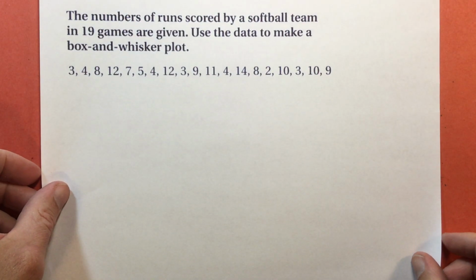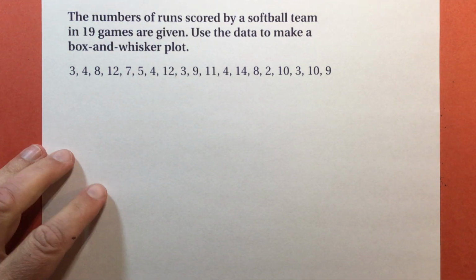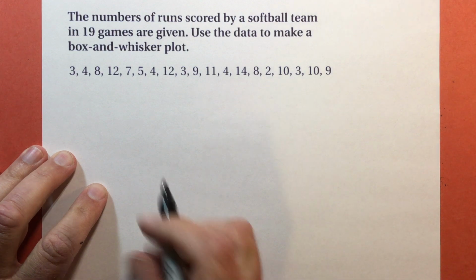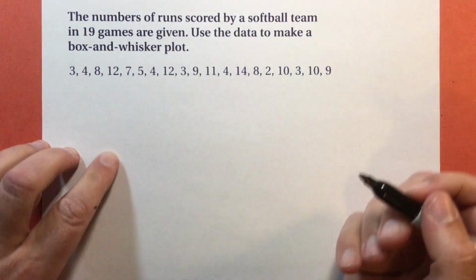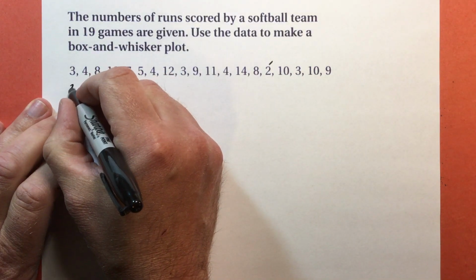All right, so here's what we got. So we got runs scored by a softball team in 19 games. The first thing we need to do is put these numbers in order. All these numbers are positive because we're counting the number of runs. I don't see 1 anywhere. So I do see a 2, and I don't see any more 2s.